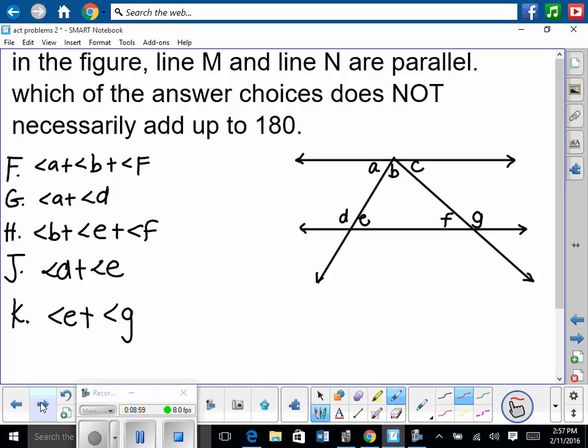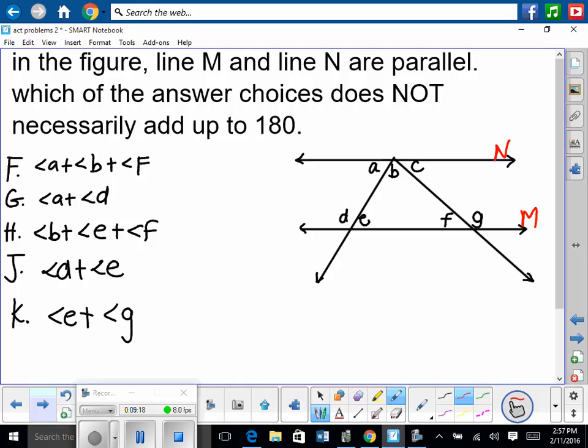So it says, in the figure, line M and line N are parallel. Oh, it says N and M. On the ACT it said that. So line N and M are parallel, and we have these two parallel lines. It asks which of the answer choices does not necessarily add up to 180 degrees. So you really have to know your secondary 2 stuff.